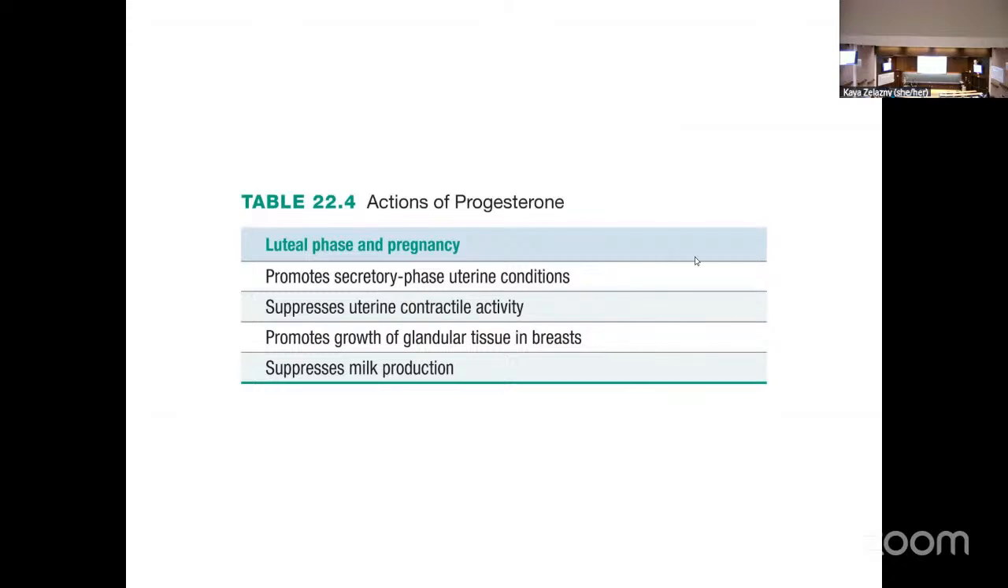But we're also going to see progesterone promoting the growth of glands in the breasts, right? Because we're not trying to have lactation happen during our secretory phase, but we are potentially going to be preparing to ultimately feed a growing baby potentially, right? So the breasts are going to start to swell, start to grow during this part as well.